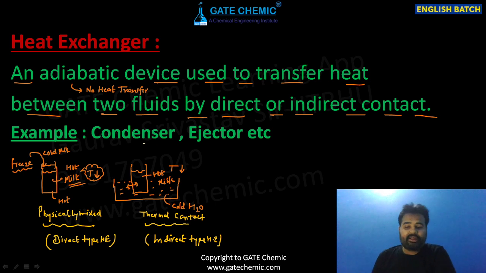Now you can see here condenser, ejector. But before that, beta, one thing you must clear. Here this glass is not adiabatic in nature, because it is also exchanging heat with air. Here also it is exchanging heat with air, and here also with air. So all the fluids are also exchanging heat with the surrounding.